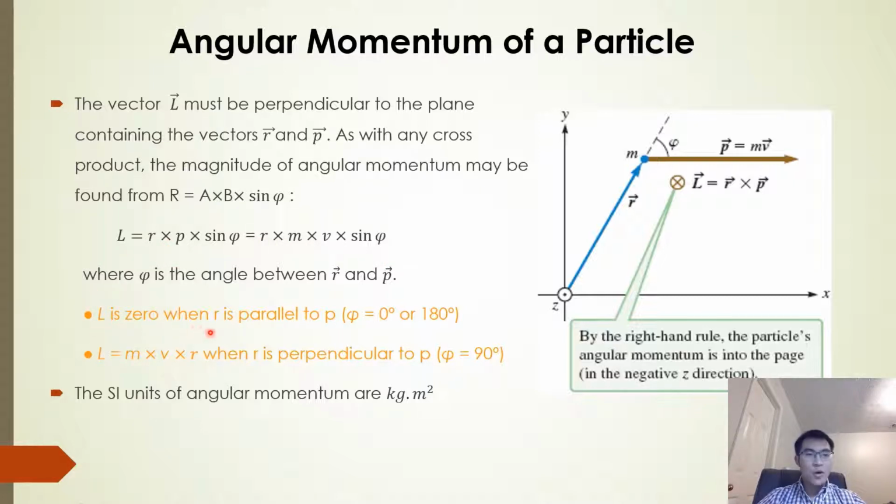L is 0 when r is parallel to p, phi equals 0 or 180 degrees, and L equals m times v times r when r is perpendicular to p, phi equals 90 degrees. The SI units of angular momentum are kilogram times meter squared per second.